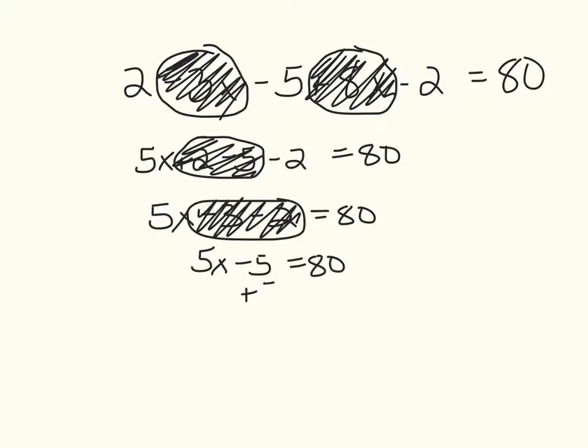Let's see, the opposite of minus 5 is plus 5 on both sides. 5x equals 85. Divide both sides by 5, and x equals 17. Again, you're welcome to use a calculator. Good job, guys.